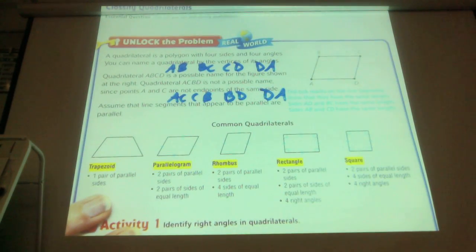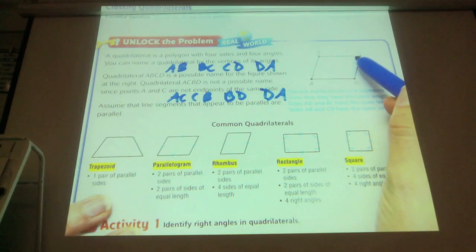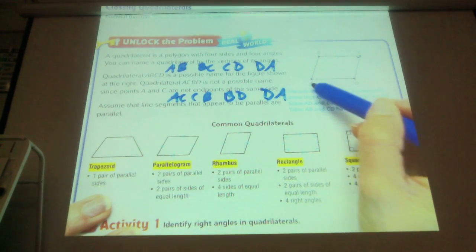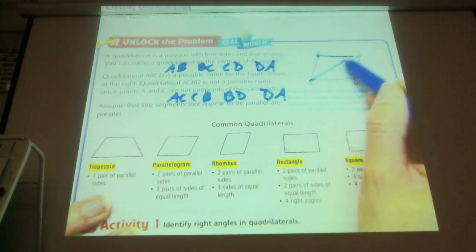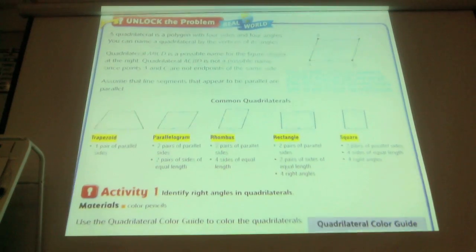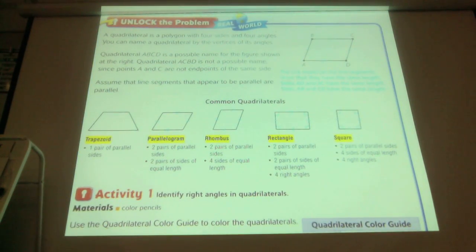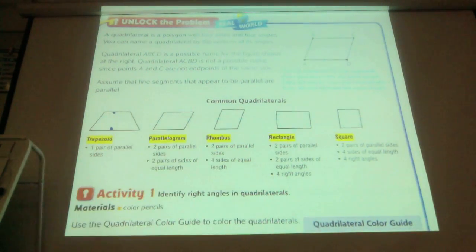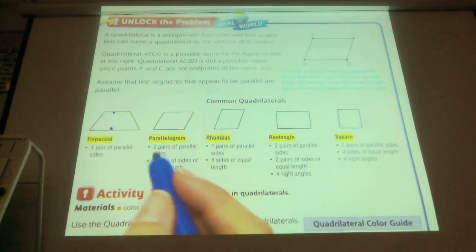Is that true? Yeah. Is there a CB? There is a CB, but is there an AC? No. Assume that line segments that appear to be parallel are parallel. So if you're looking at a figure like the figures below, you should assume if they look parallel, they probably are. Does this side and this side appear to be parallel? Yes. Then they probably are.